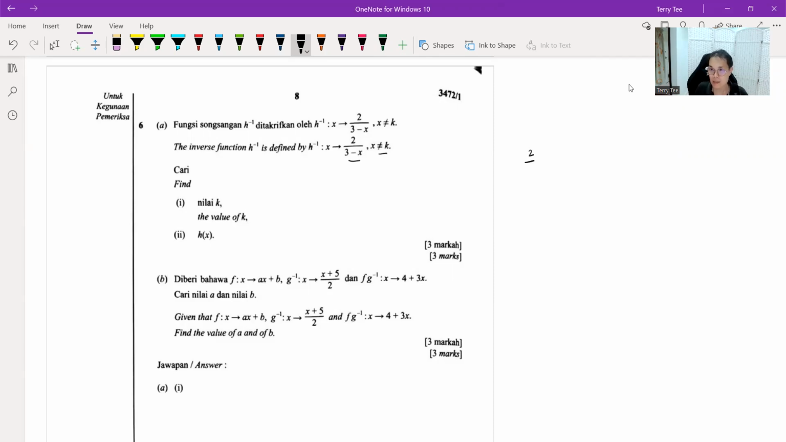Any number you divide by 0 is infinity. It can be 2, can be 1, can be any number, right? We divide by 0, you get infinity. So in this case, your denominator is 3 minus x. You let it be 0, your x is 3. Now you notice your x cannot be k. Or in this case, your k is just 3.